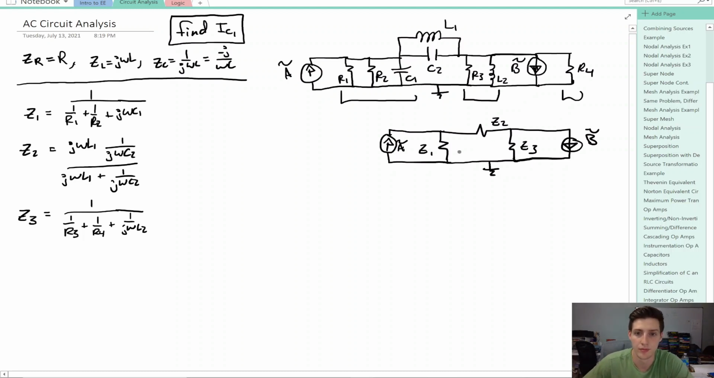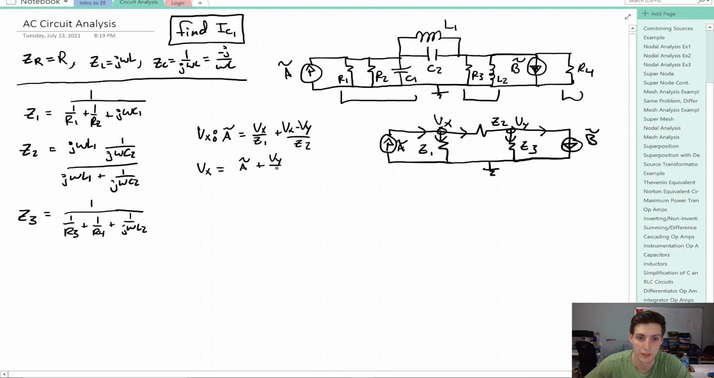Now we can look at the node Vx and simply say we have the phasor current going in and then coming out equal to Vx over Z1 plus Vx minus Vy over Z2. Or simply that Vx is equal to the phasor current A plus Vy over Z2, and all of that is divided by 1 over Z1 plus 1 over Z2.